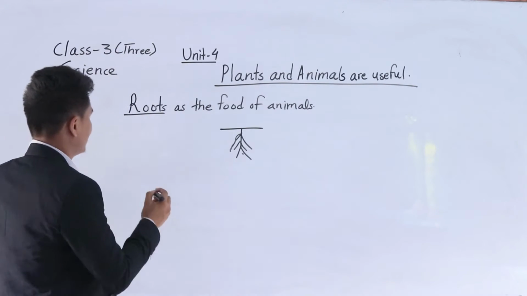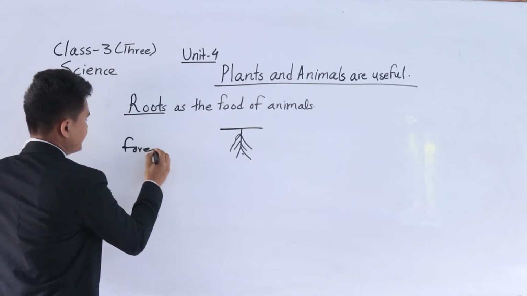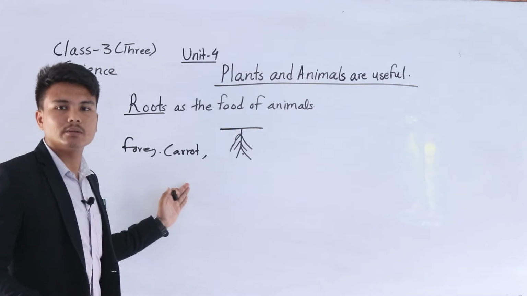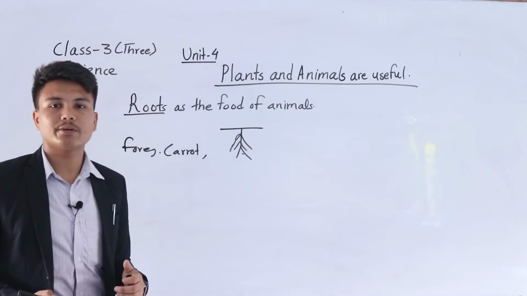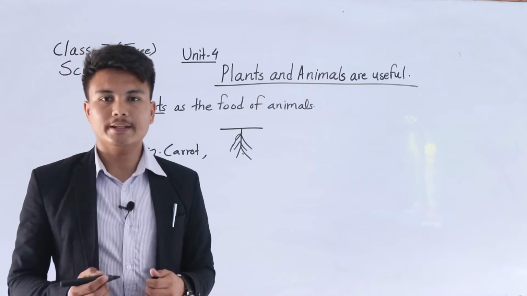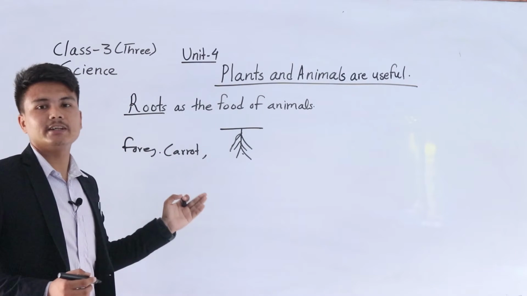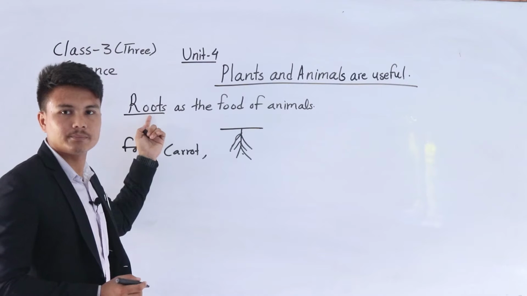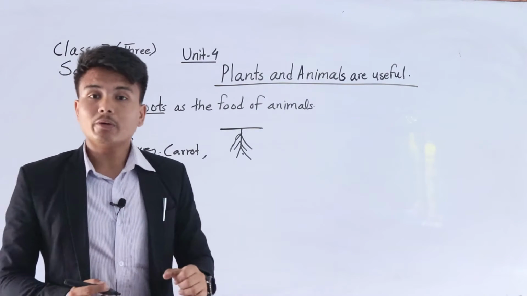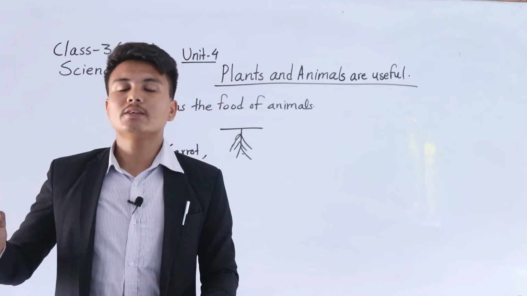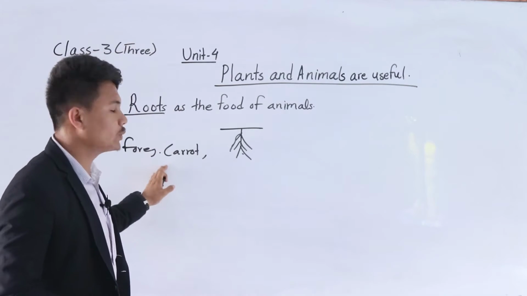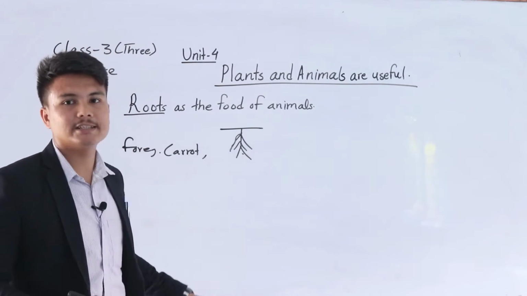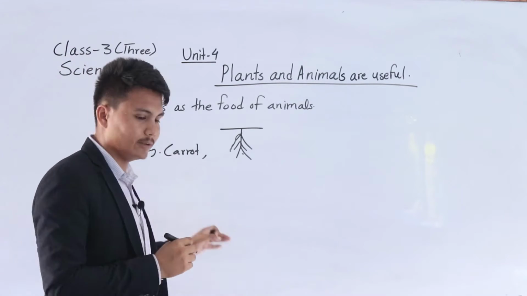Clear? So, for example, we eat carrot. Have you seen carrot? Yes, of course, we have seen carrot in our field as well. So, carrots are found under the soil. That's why they are roots. So don't be confused. Potato is also found under the soil, but potato is not considered a root. Potato is a stem. We'll talk on that later.